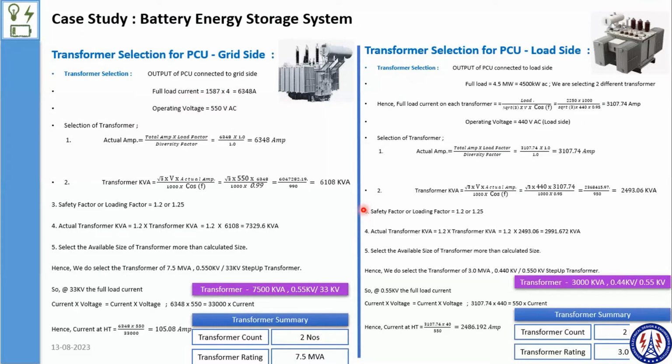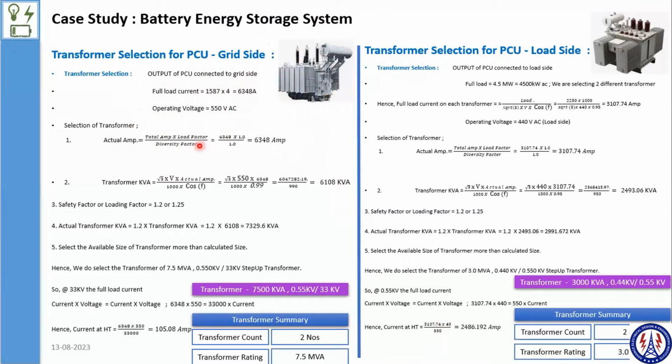give me a moment. Sorry, we lost connection for some seconds. So this is the data coming from the PCU. I'll share that datasheet so that you won't get confused about where these figures are coming from. This comes from the datasheet of the PCU. And you need to select the transformer next to that.